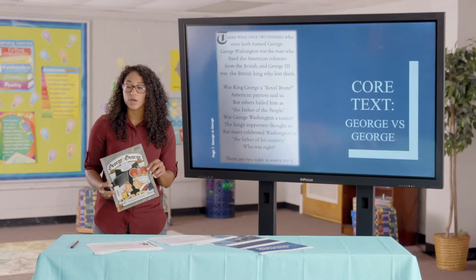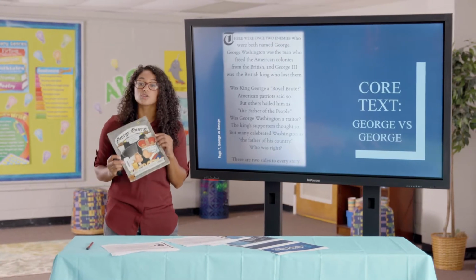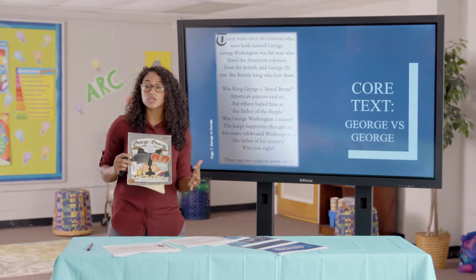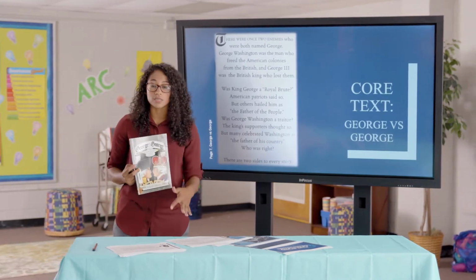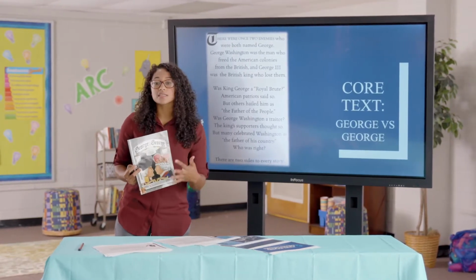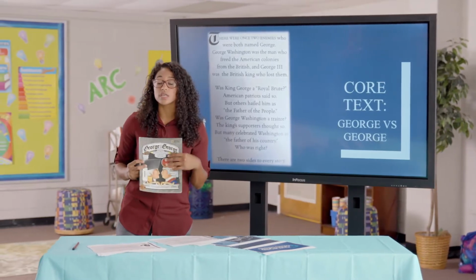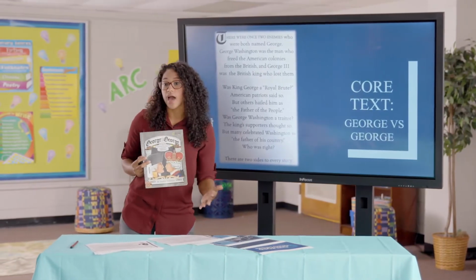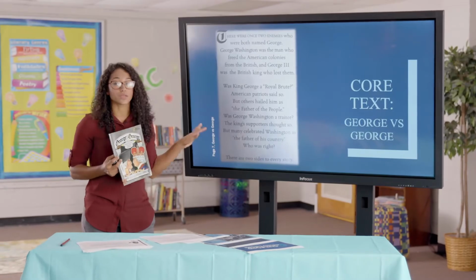For this unit, we're going to be using this core text, George versus George. Your teacher may be using a different text to model the skills, and that's okay. For these lessons, this is the text I'm going to use, and if you don't have it available, that's fine, because I'm going to be putting what we need on the screen.